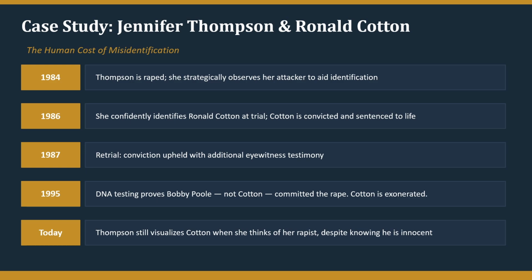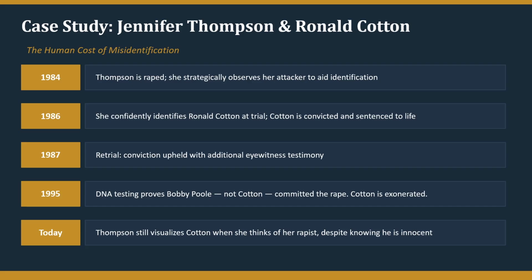Afterward, she gave police a detailed description and worked with investigators to produce a composite sketch. A few days later, she was shown a photo array. She selected Ronald Cotton. She was confident. Then she identified him in a physical lineup. Again, she was confident. She later said that Cotton looked exactly like the man who raped her.